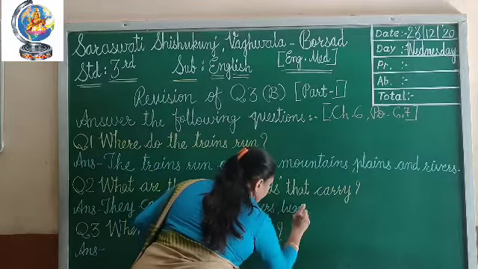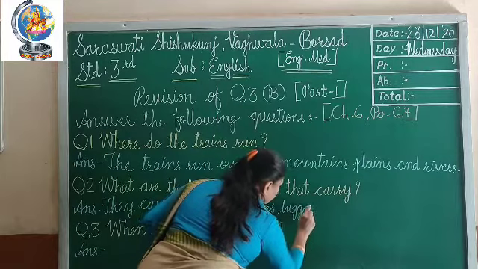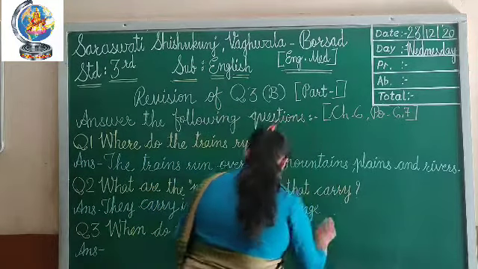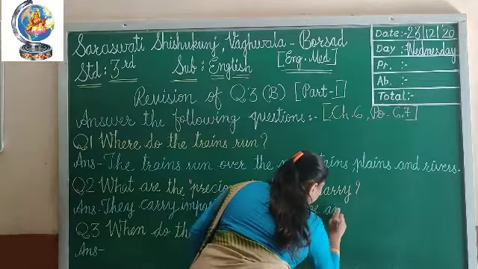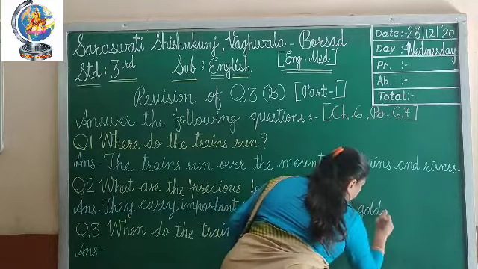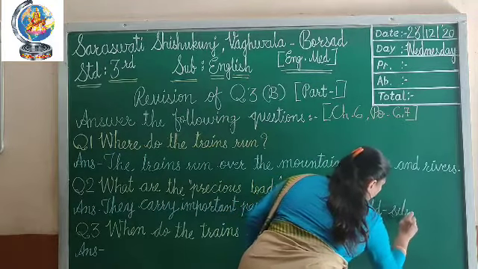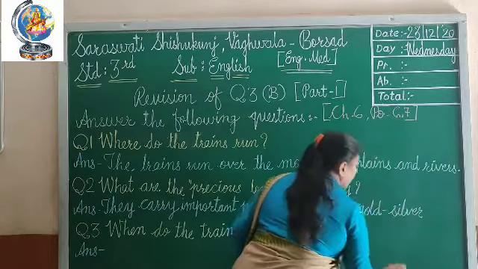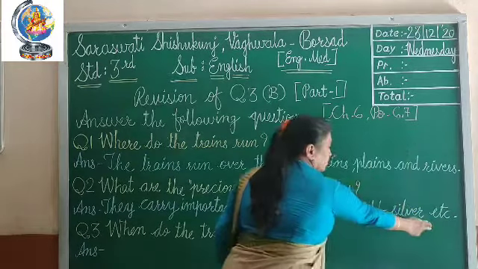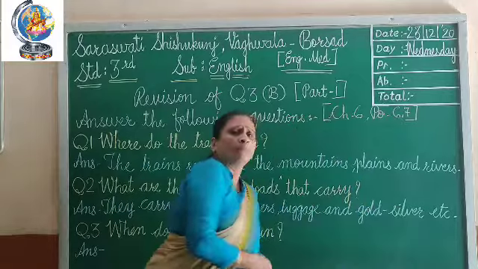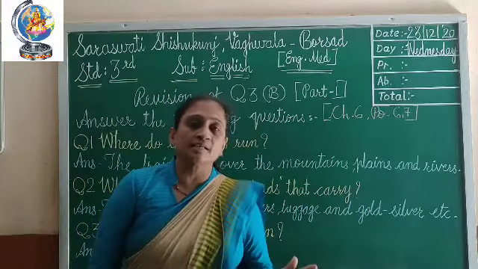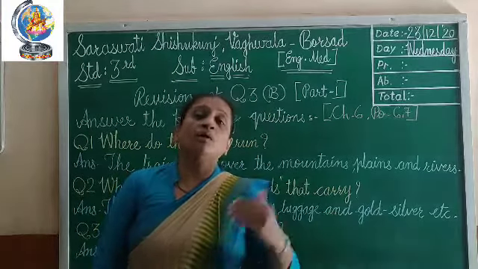luggage, and gold, silver. Gold, silver, etc. ETC means etcetera, etc. It means more than this. Not only this; here the poem mentions only these words, but there is more than this.